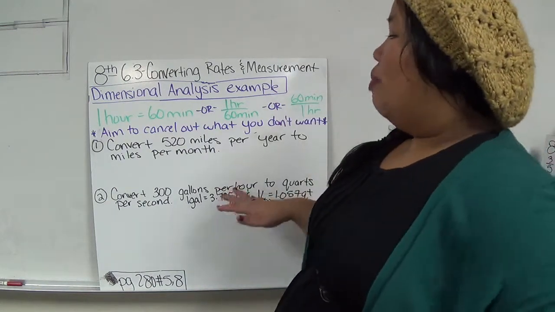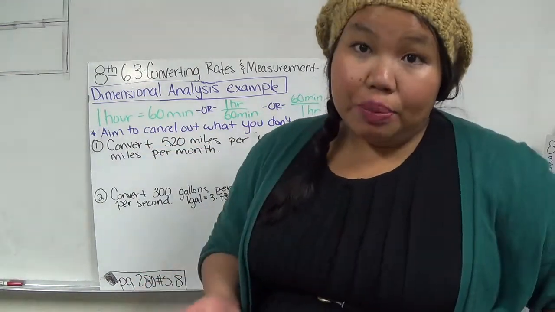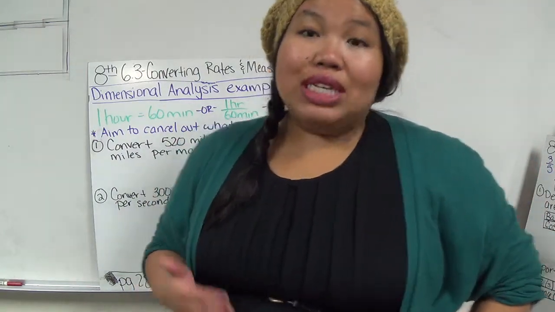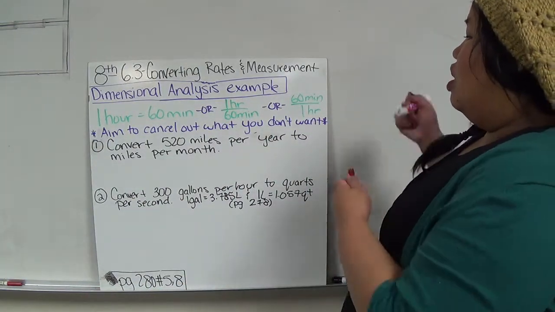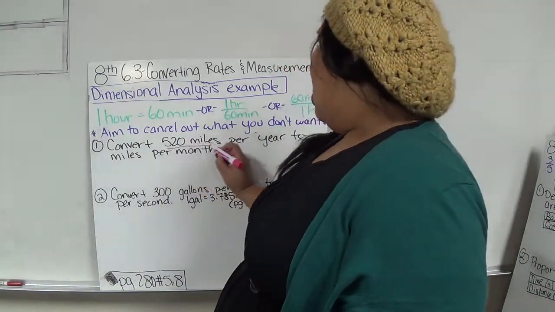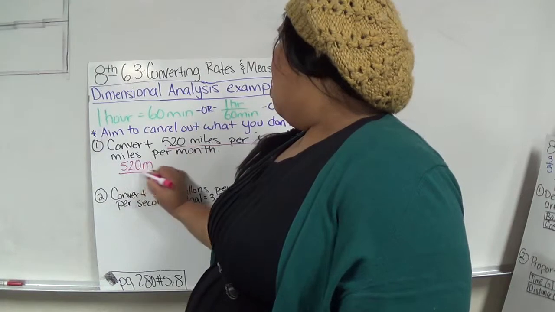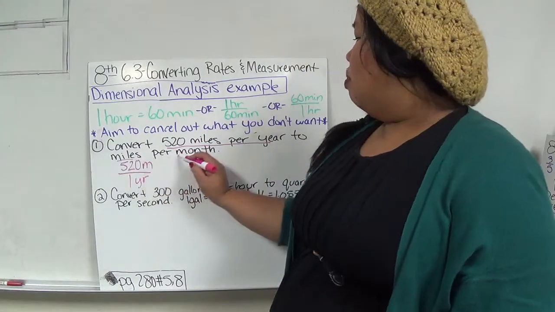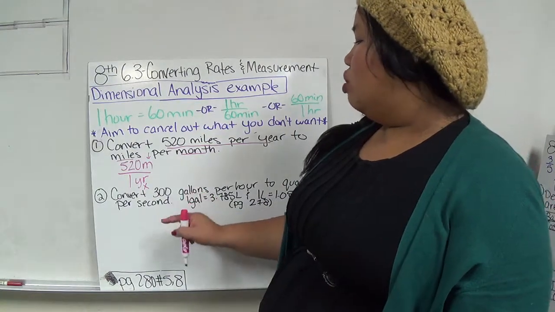When you're setting up these conversions, you want to aim to cancel out what you don't want. For example, if information is given to me in hours and I want minutes, I want to cancel out my hours, okay? For example, here it says to convert 520 miles per year to miles per month. Let's take it one conversion at a time. We have 520 miles over 1 year. And I want to convert it to miles per month.